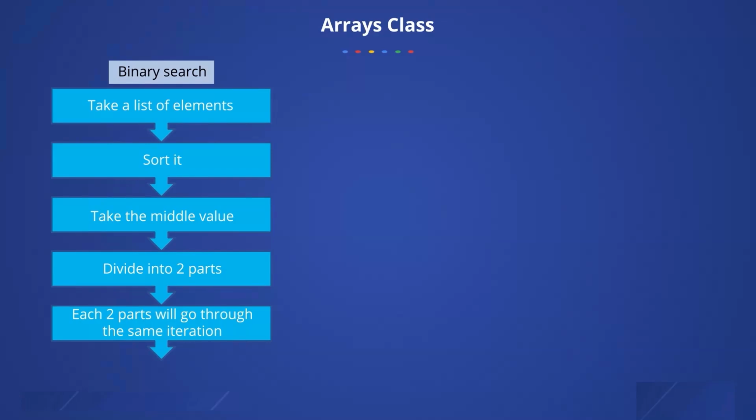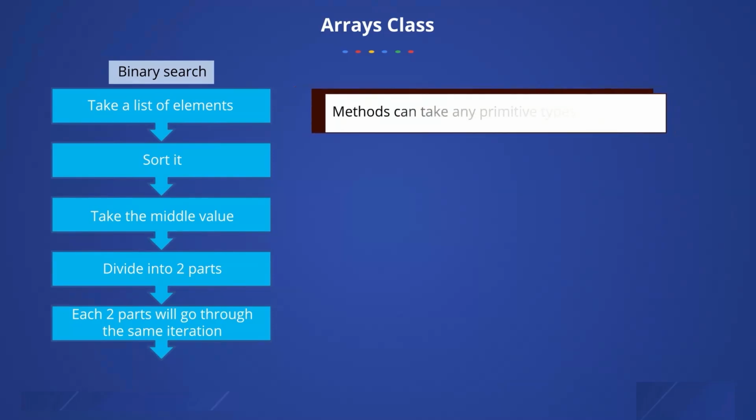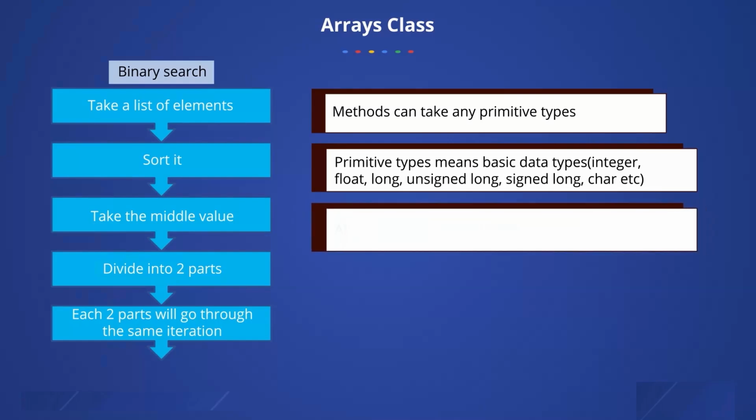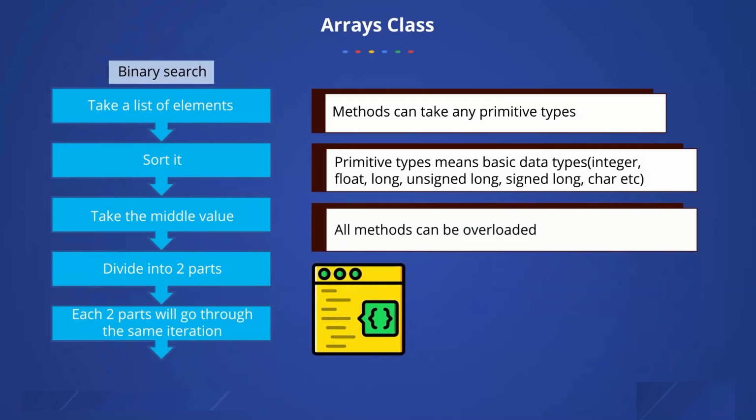One interesting thing we have to understand here for the Arrays class is that all of these can take any primitive data type. Primitive means basic or standard data types. Primitive here means it can be integer, float, long, unsigned long, signed long, all the primitive data types, including character also. All that are possible. So this can be overloaded. When I say overloaded, the same method name can be used for different data types as well. That's the gist of this part.